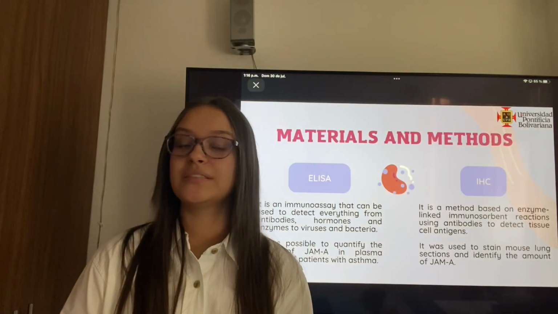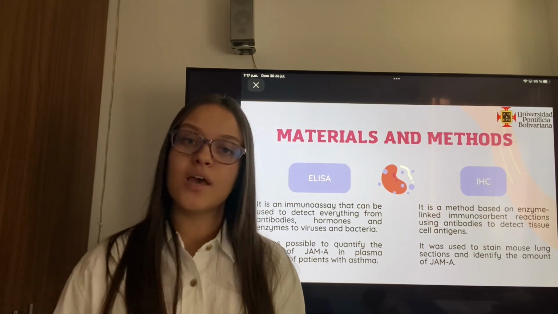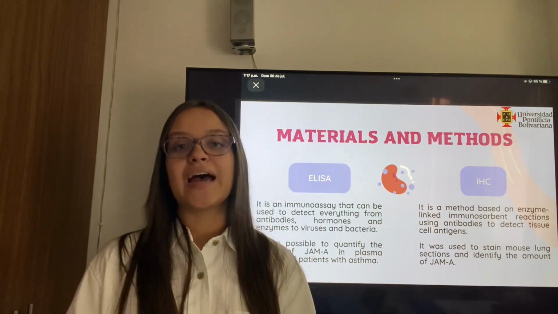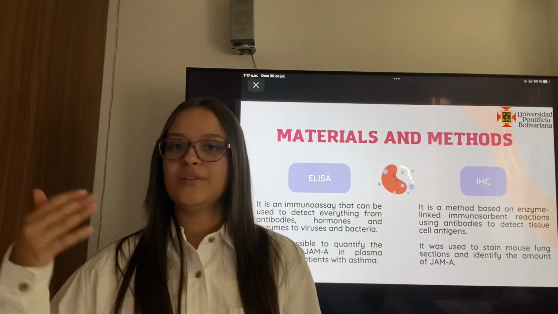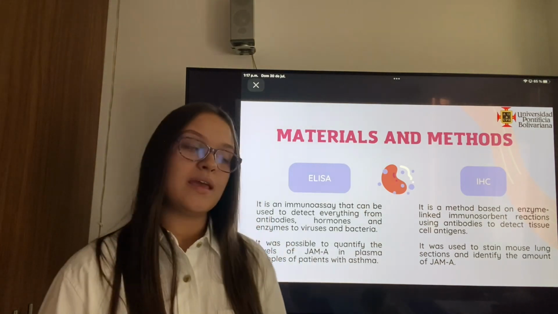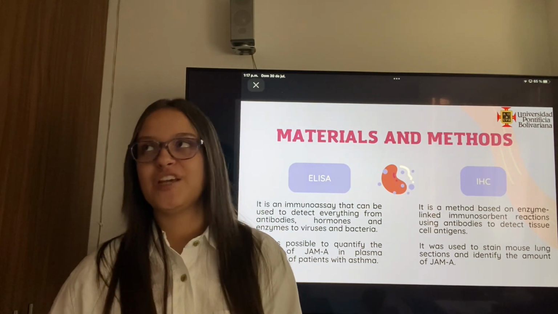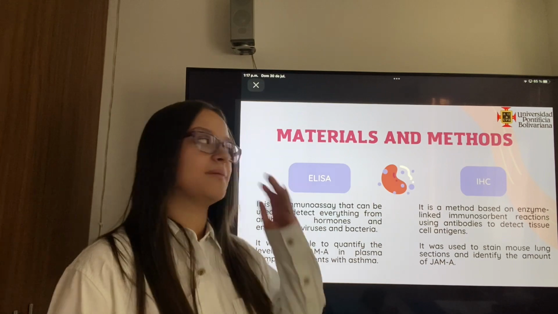The next method is ELISA. That is an immunoassay that can be used to detect everything from antibodies, hormones, and enzymes to viruses and bacteria when an immune reaction to disease has already occurred in the patient's body. This method was used to quantify the levels of gene A in plasma samples of patients with asthma.